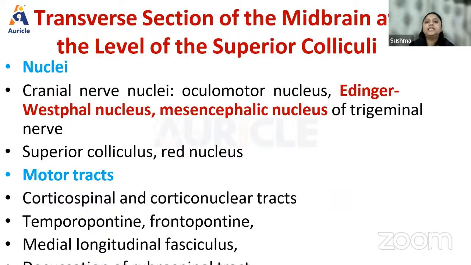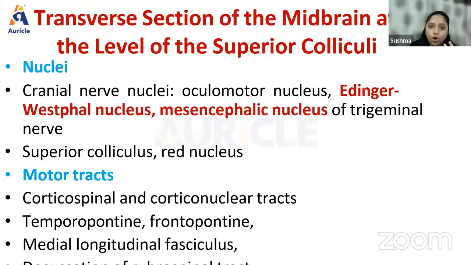Now, what do we see when I take a section at the level of superior colliculi? Suppose if this is the midbrain, if I take a section like this at the level of superior colliculi, what structures do I see? If I take a section over here at the level of inferior colliculi, what structures do I see? This is the whole point that I'm trying to make. First, what do I see? I told you what nerves come from until now. What are the different nerves that we tracked? We tracked oculomotor nerve and we tracked trochlear nerve.